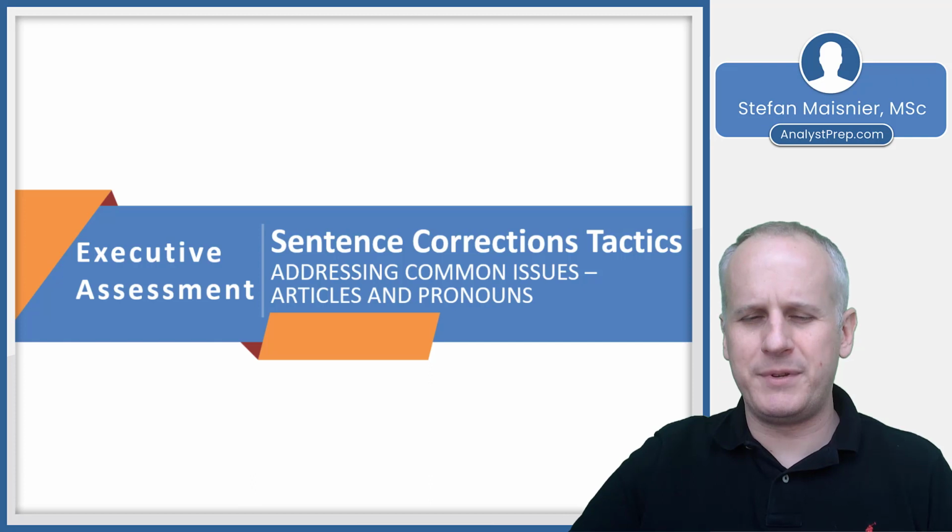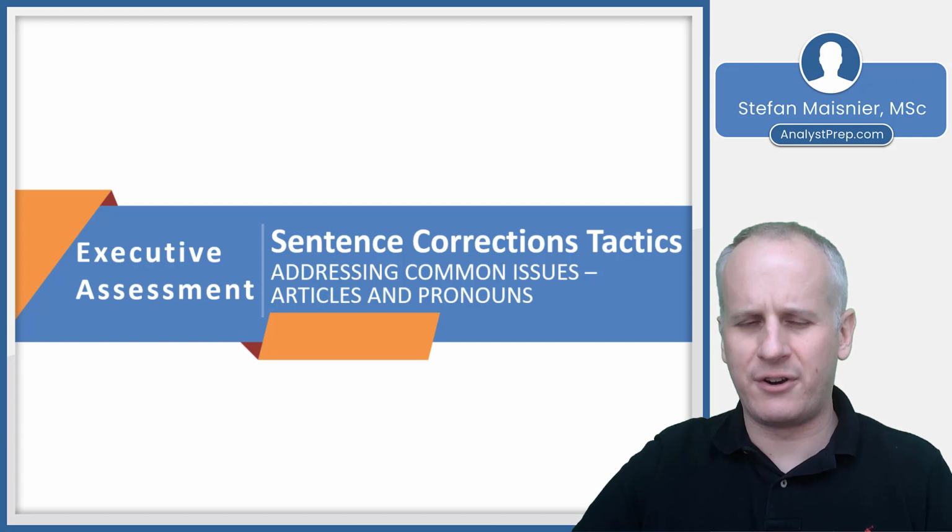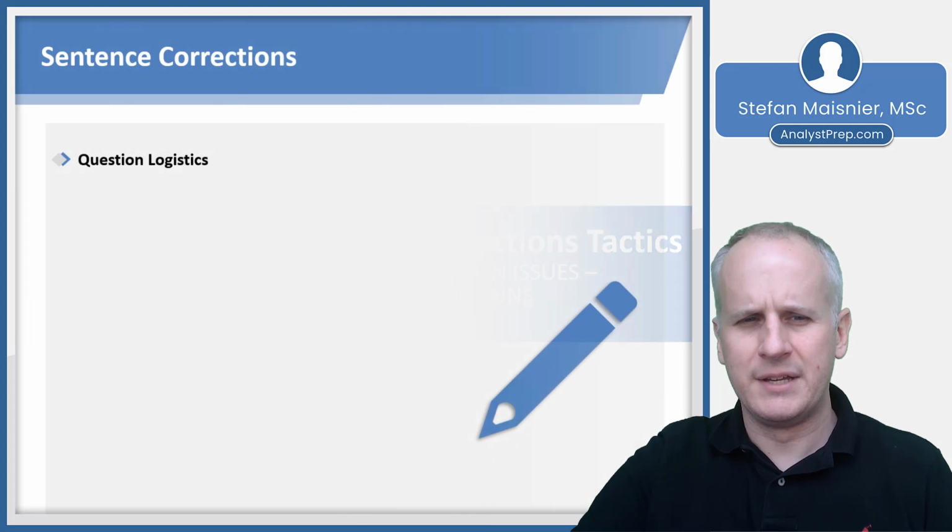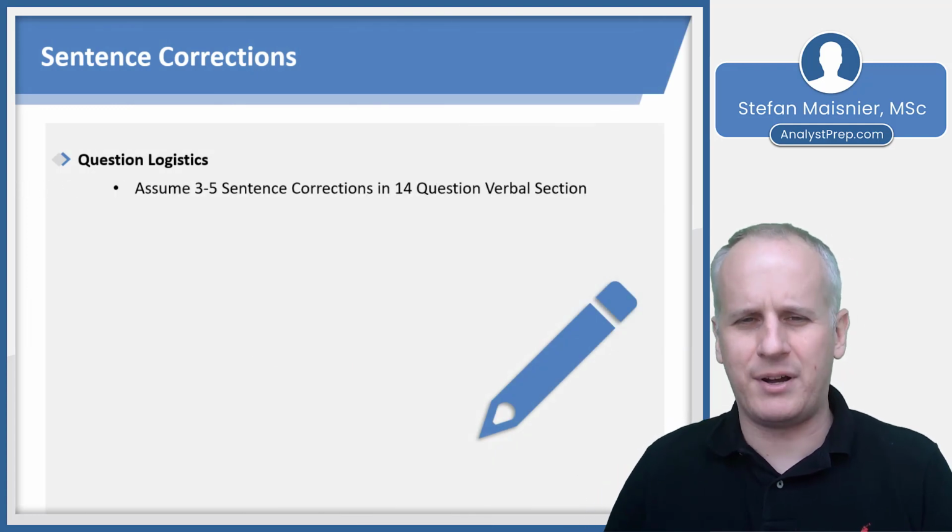In this lesson, we'll be talking about another of the common issues you'll need to adjudicate in sentence corrections on the verbal section of the Executive Assessment: articles and pronouns. So let's start by just recapping the question logistics for this type on the Executive Assessment.